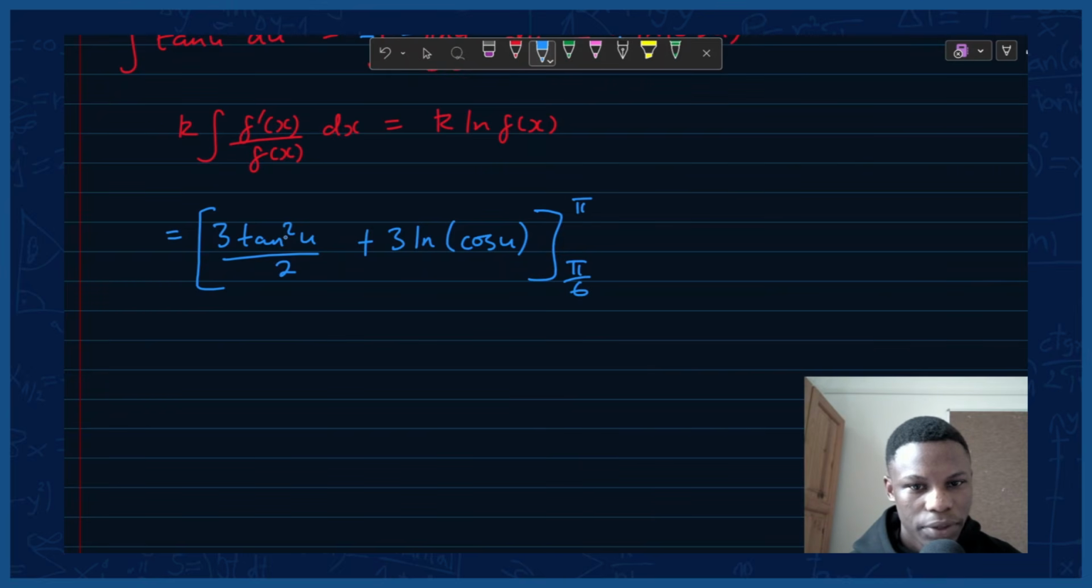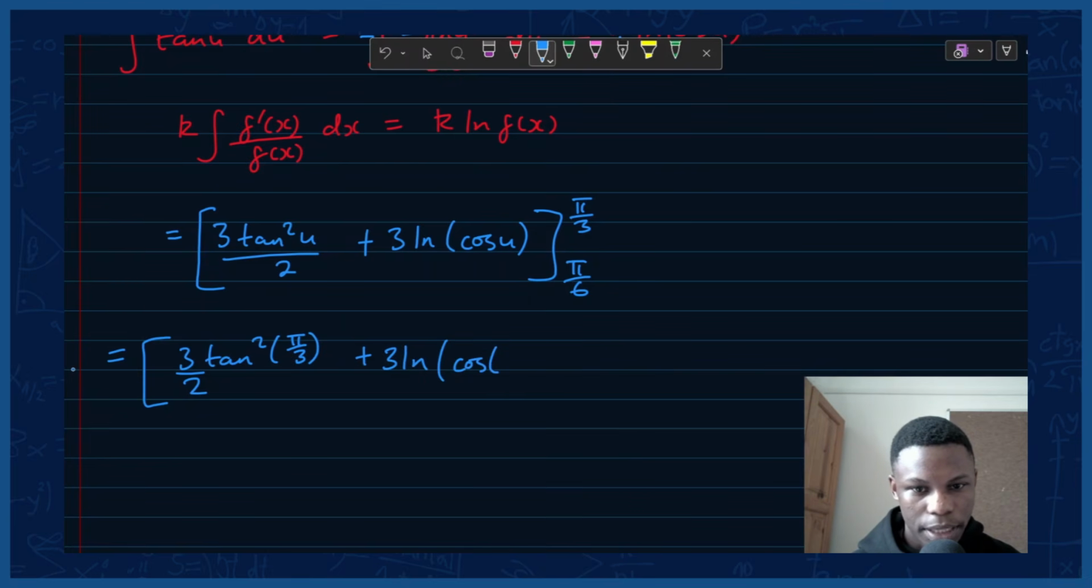Not the most straightforward of integrals. Pretty harsh from Cambridge if you ask me, but oh well. It is what it is. So now we substitute in the limits. So start with the upper limit. So 3 tan squared pi over 3 divided by 2 plus 3 ln cos of pi over 3.